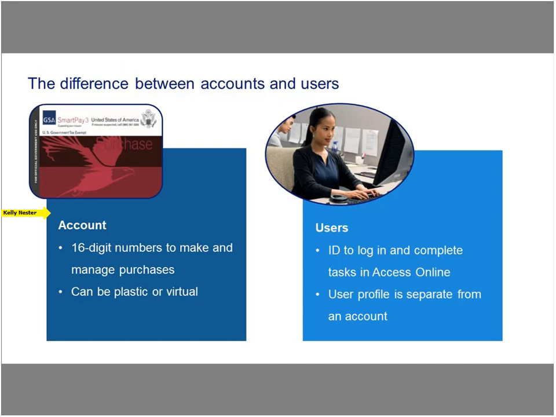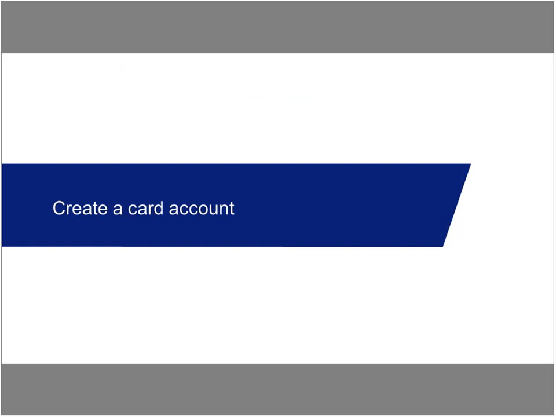And basically, you're setting up that card holder. Now, when you're setting up a system user, like we talked about in the class last week, you're just setting someone up to be able to log into Access Online. So these two things are typically separate from one another. It is possible to create an account and then attach it to an existing user profile. And we can talk a little bit more about that at the end if there are questions. But today we're going to focus on setting up and maintaining card accounts. So we'll jump right into it because we have a lot to cover.